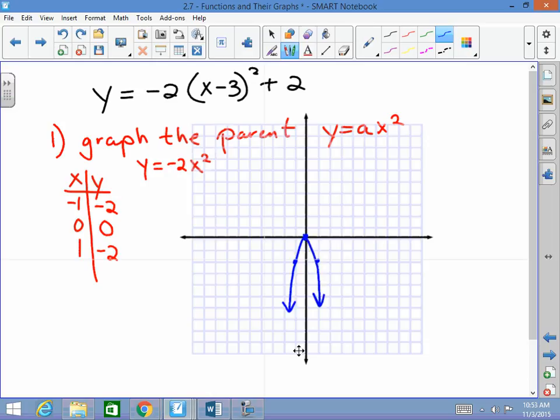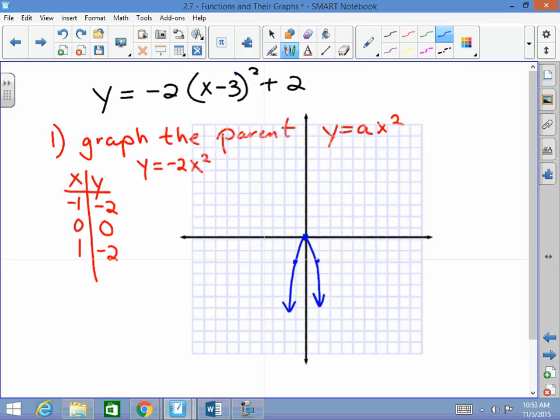Why is it a little narrower than the other ones we saw? My A is an absolute value of 2. Good job. Why is it pointing downwards? Because it's a negative. Very good. So that's my parent, guys.